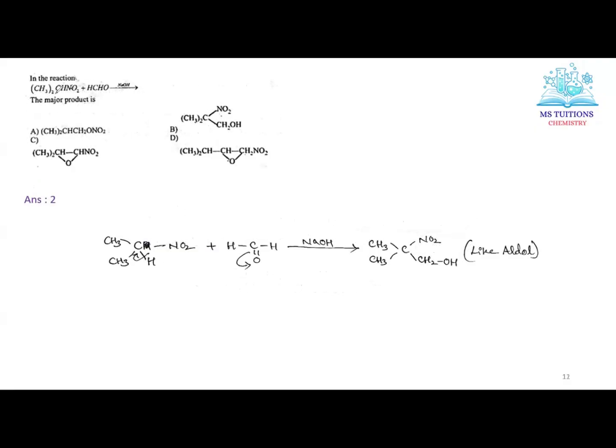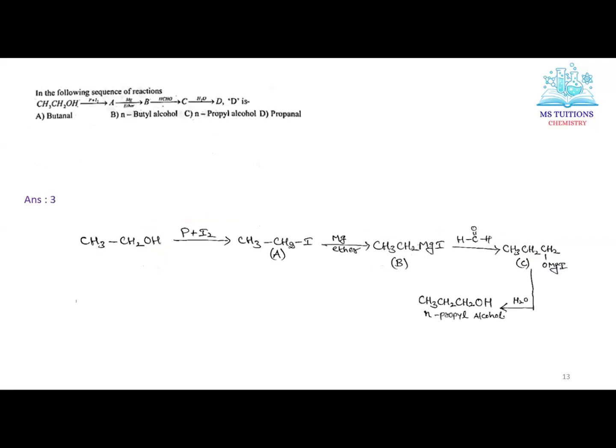In the reaction CH3CH2NO2 plus HCHO in the presence of a base, what is the major product? From here we remove the alpha hydrogen, and here we break the carbonyl group. Automatically this H plus will attach on the O, and this C minus will attach on this carbon atom. So this compound will form like an aldol. The way we do the aldol condensation, we applied the same here.